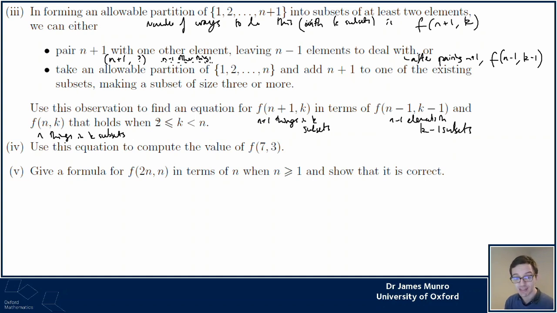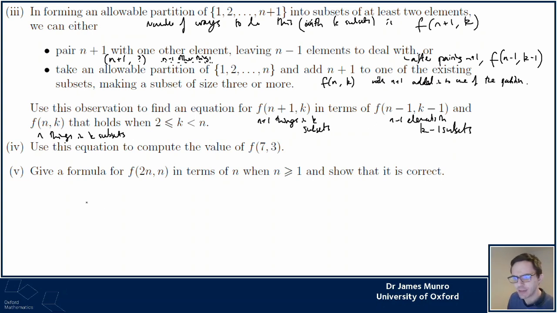So this alternative is, what if n plus 1 is not vital for its subset? What if the subset would survive without n plus 1? Well, in that case, that partition, we could think of it as one of the partitions of n objects into k partitions with n plus 1 added in to one of the partitions. Doesn't matter which one, it's going to be sort of unnecessary in any of them. We're going to add the element n plus 1 into one of those partitions.